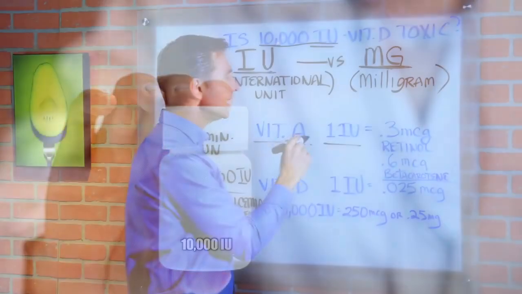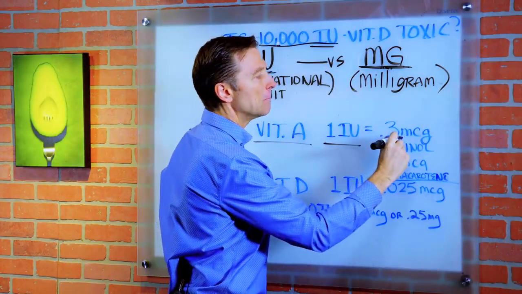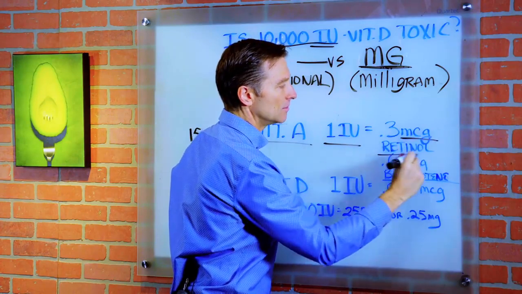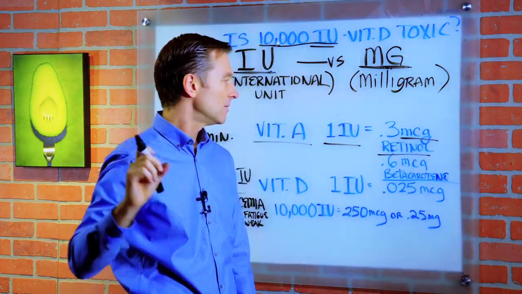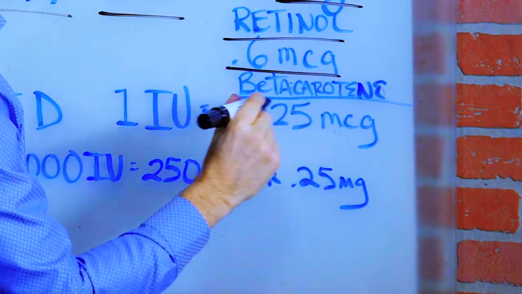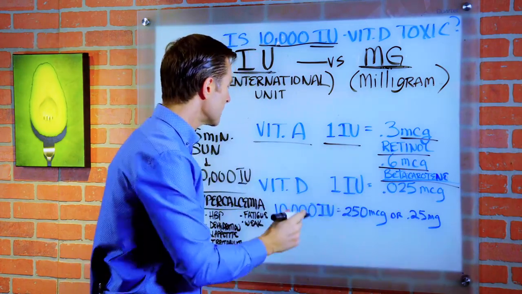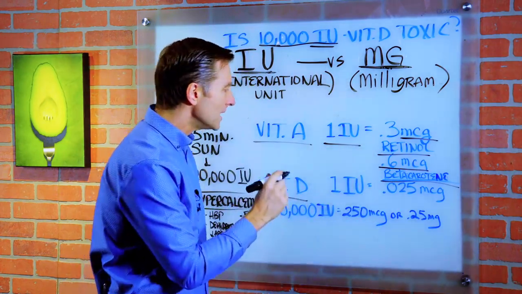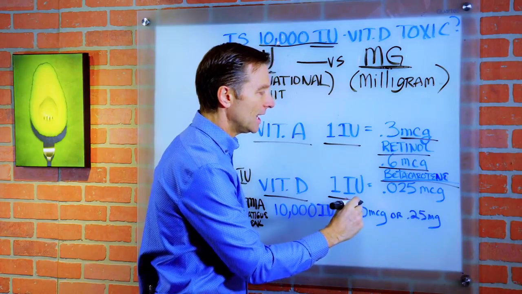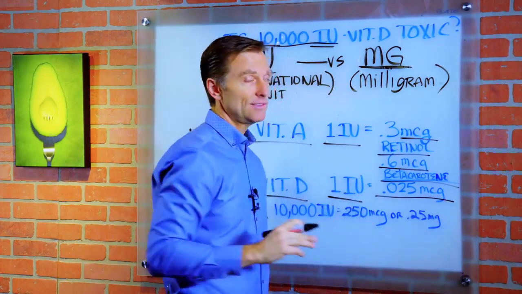you something. One international unit of vitamin A is only 0.3 micrograms of retinol. Okay, that is so small. And 0.6 micrograms of beta carotene. Okay, so you can see it's very, very small. Let's just take vitamin D, for example. One international unit of vitamin D equals 0.025 micrograms, not even milligrams.